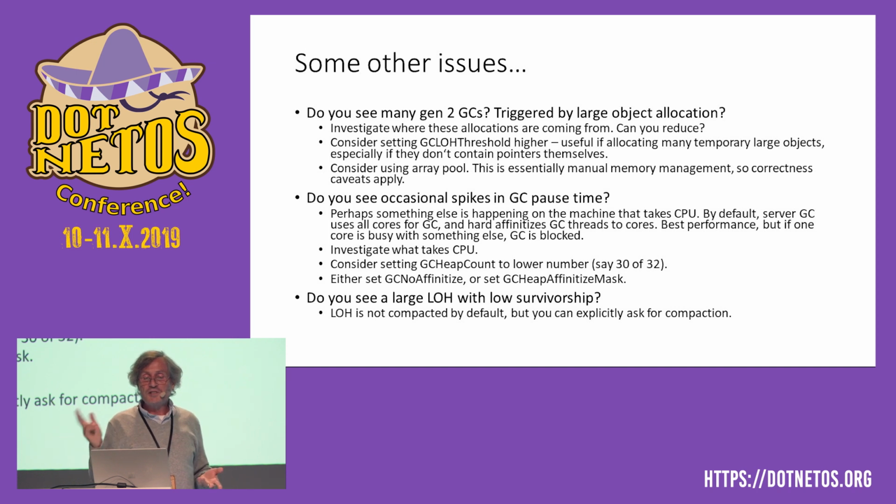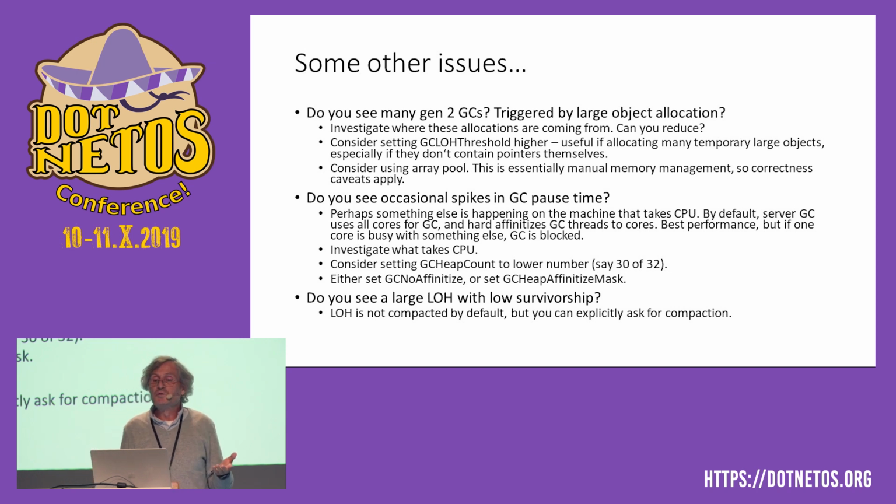And so again, the first step is to investigate what takes CPU, make sure you understand whether the activity that's going on is actually necessary. And then assuming it is, and there's no way around it, you should consider setting the GC heap count setting to a lower value than the number of CPUs.